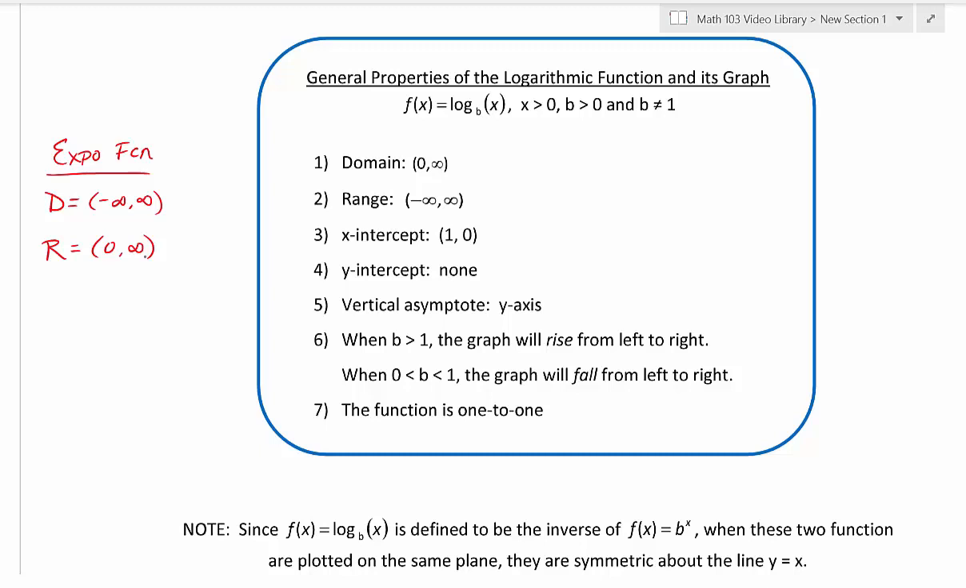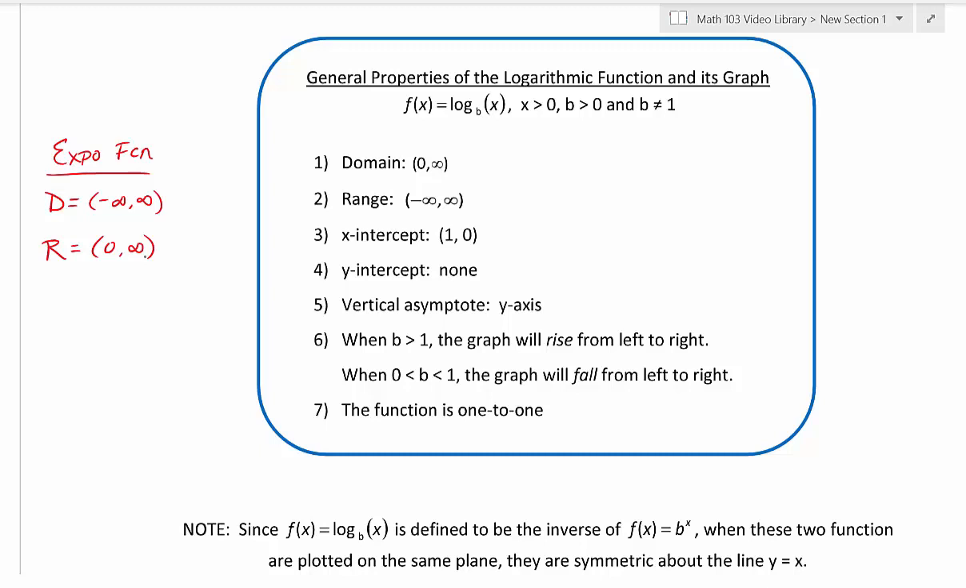Logarithmic functions have an x-intercept of (1, 0). It does not have a y-intercept and has a vertical asymptote on the y-axis. So again, this is just the reverse of our exponential function. The exponential function did not have an x-intercept, but had a y-intercept of (0, 1), and it had a horizontal asymptote on the x-axis. As inverse functions do, the x and the y just switched.